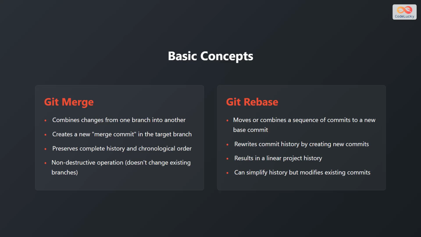branches. Git Rebase, on the other hand, moves or combines a sequence of commits to a new base commit. This rewrites the commit history by creating new commits, resulting in a linear project history. Rebase can simplify history, but it modifies existing commits.